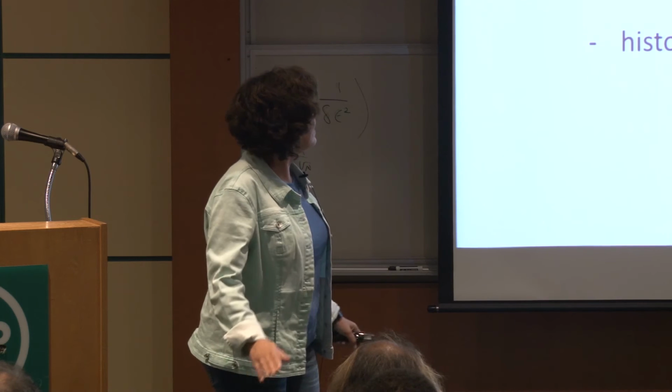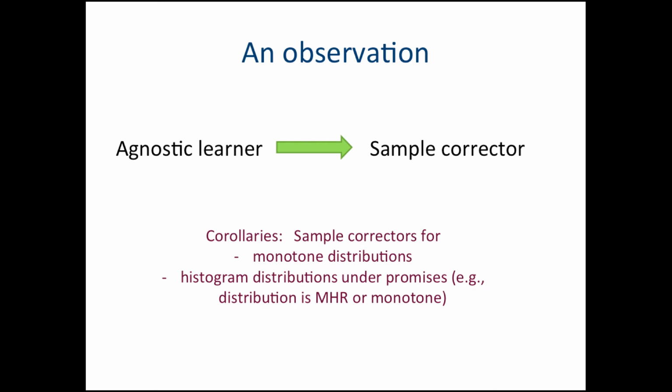Okay, so here's an observation. If you have an agnostic learner for a distribution class, then you can get a sample corrector. And we have agnostic learners for the class of monotone distributions. So we can get sample correctors for monotone distributions that have order log n sample complexity. So you need to take order log n samples, but after that, you can generate according to Q prime with constant time per sample, but all of that has to be with your own new randomness. So that gives us an order log n sample complexity for monotone distributions.